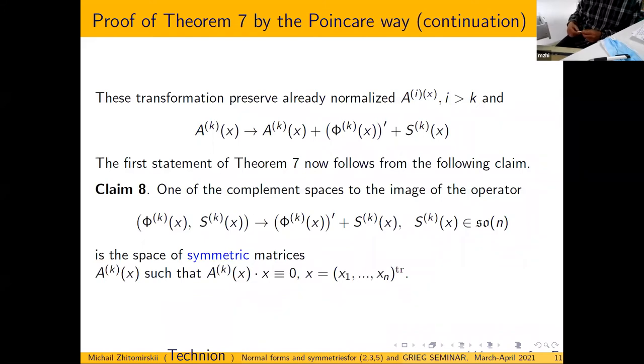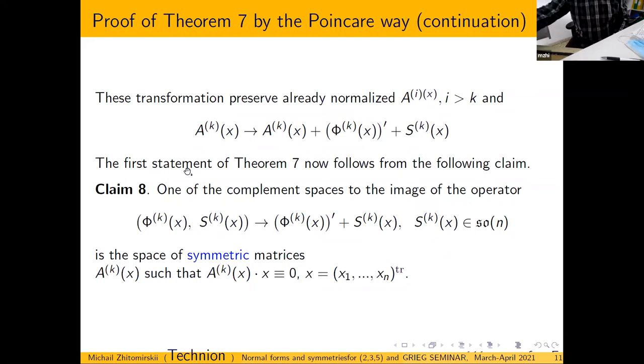So we have to prove that the image of this operator has a complementary space, one of these complementary spaces, that consists of symmetric matrices such that multiplying by the column X gives zero. That's what we have to prove. It is just a concrete statement, which looks already, not absolutely an exercise, but anyhow, I will prove claim 8.